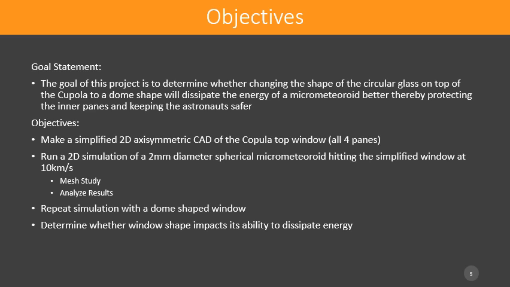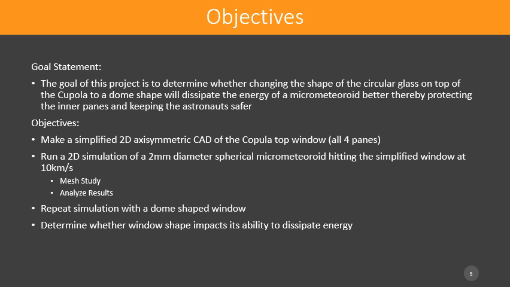So the goal of this project is to determine whether changing the shape of the flat circular glass on top of the cupola to a dome shape would dissipate the energy of a micrometeoroid better, and thereby protect the inner panes and ultimately keep the astronauts safer from micrometeoroids.